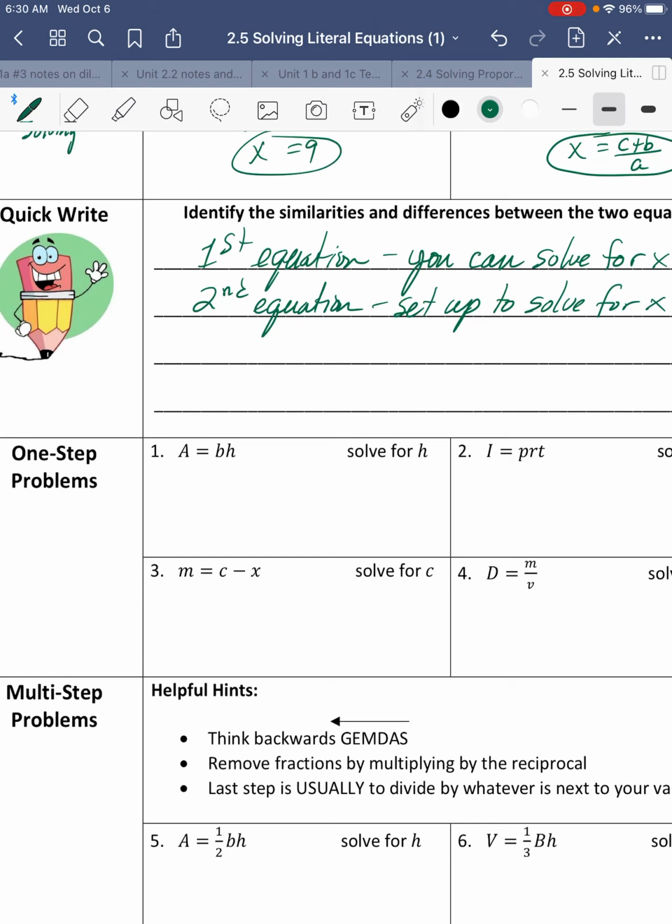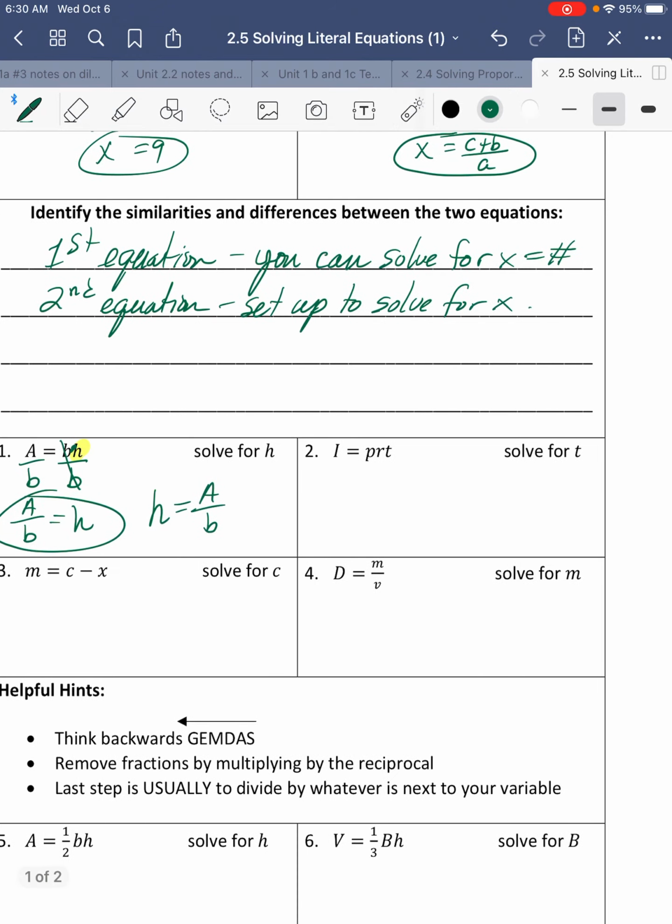We have solve for h. Well, I'm going to kind of look at where h is. What kind of operations are there? Well, it's multiplication. So the opposite of multiplication is division. So we're going to divide. H equals a divided by b. And you certainly can write it the other way.